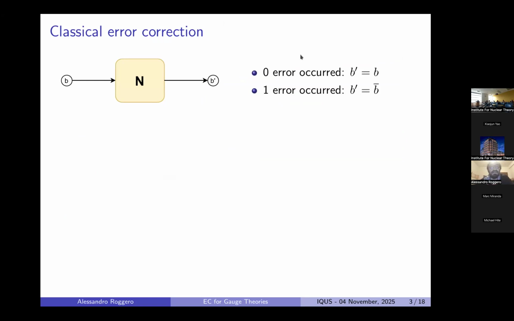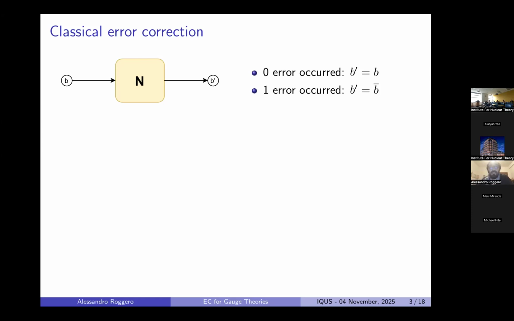So the basic idea is that in the classical setting, at least, we have a bit of information that we want to preserve. The bit of information in general interacts with the environment, goes through a noise channel, and exits as a B prime. For a single bit, we have only two possibilities that really matter. We either have no errors, so that B prime, the bit after the channel, is the same as before, or we have one error and then the bit gets flipped.